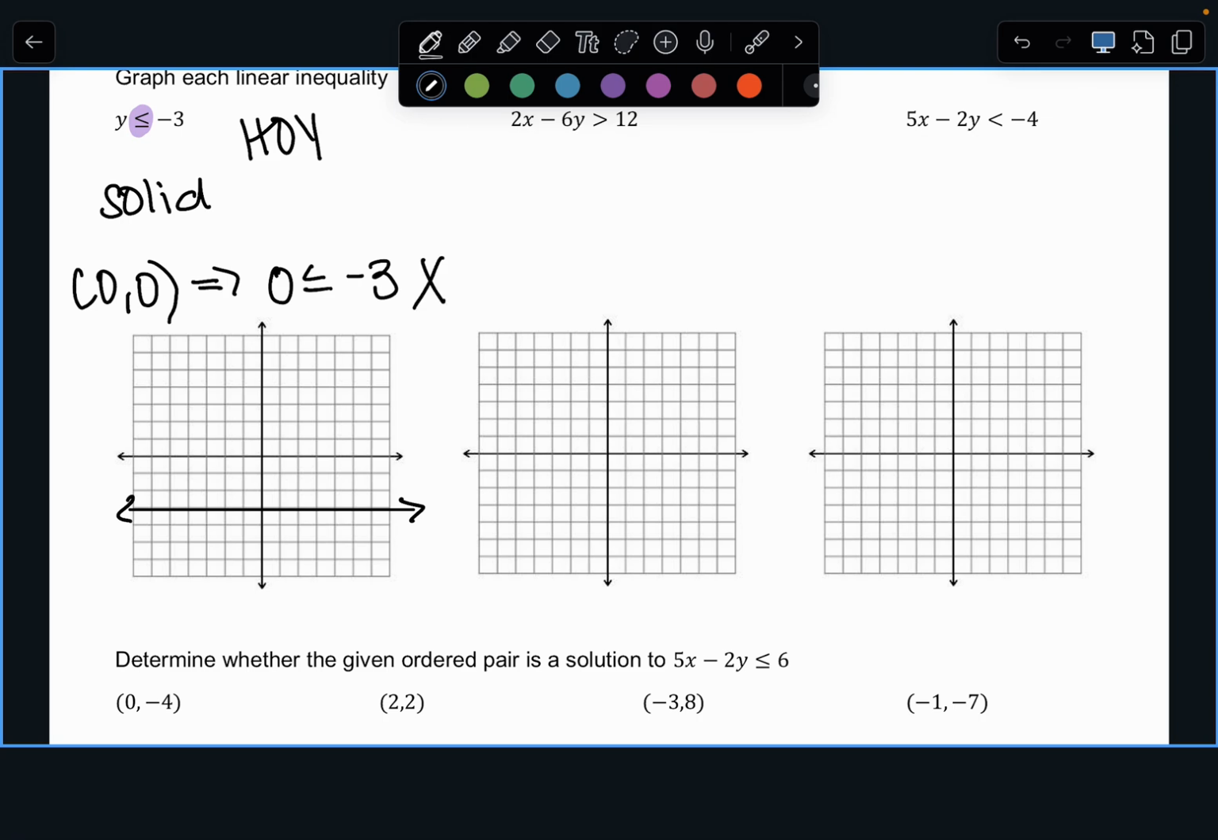So instead of shading the side of my line with the origin, I'm going to shade the other half of it. I'm going to shade beneath it. So down here. And that's it. All of these points I can plug in and they'll work. All the points on the line I can plug in and they will work. But anything above that line will not work.